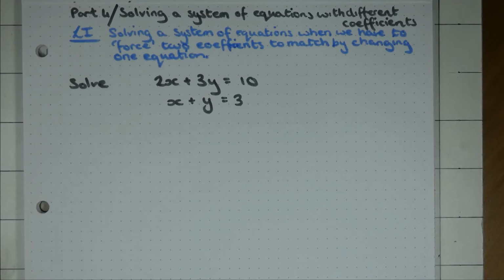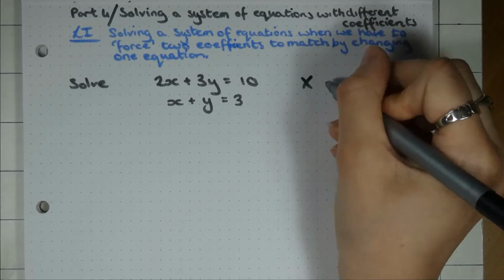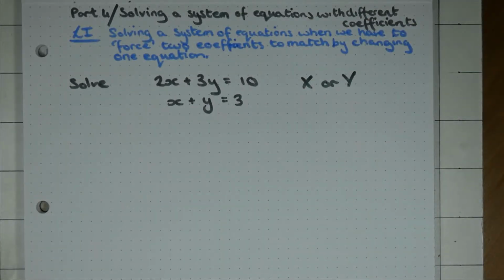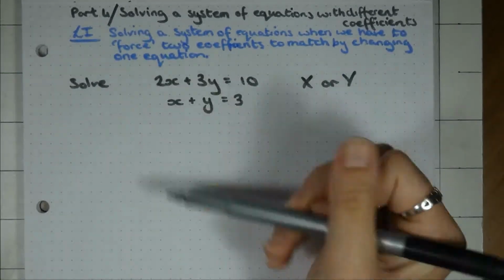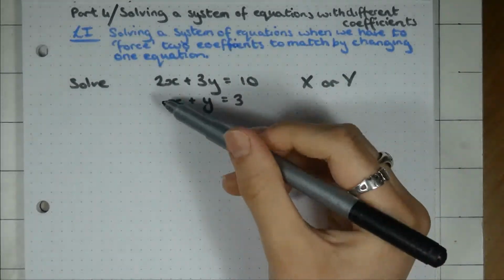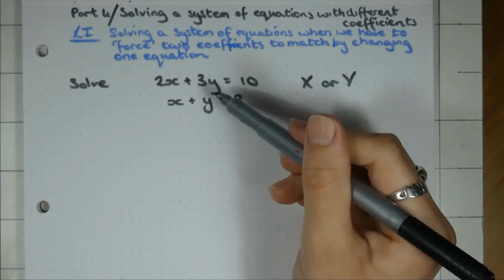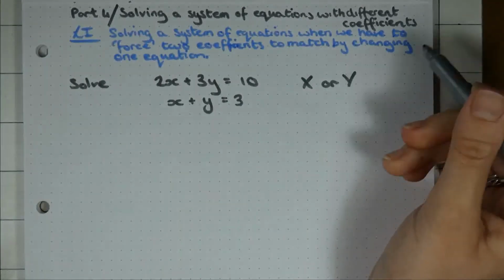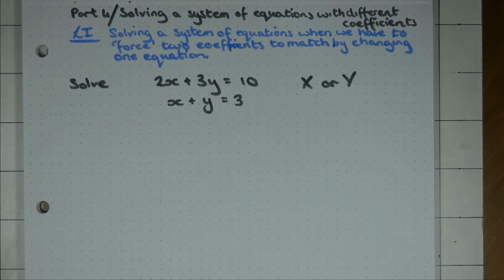So if we look at what we've got here, if we try to ask ourselves the question of x or y, it wouldn't work. X or y, not the same. Sorry, x's we've got 2, we've got 1. Y we've got 3, we've got 1. And what this means is that we're going to trick our equations into having something the same.